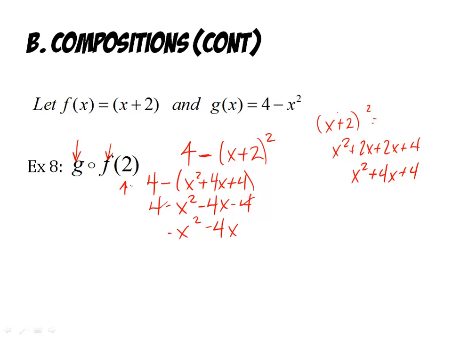Now I do the 2 part. Remember we said before, you do the combination first, in this case a composition first, then substitute in the 2. So negative 2 squared minus 4 times 2. 2 squared is 4 times the negative 1 makes it negative 4. Negative 4 times 2 is negative 8. So my final answer is negative 12.